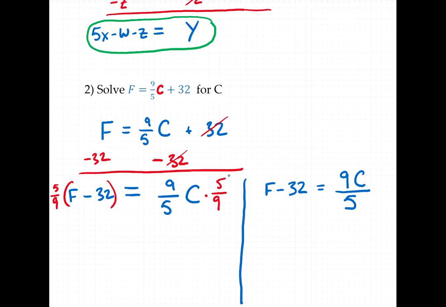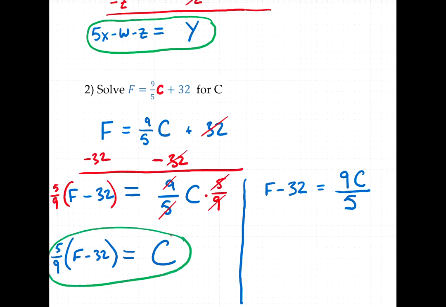And so the 5 on top cancels the 5 on the bottom, the 9 on top cancels the 9 on the bottom, leaving us with c. And then on the left, we could just leave it as is, 5 over 9, parentheses, f minus 32. And there's our equation. We've got c by itself.